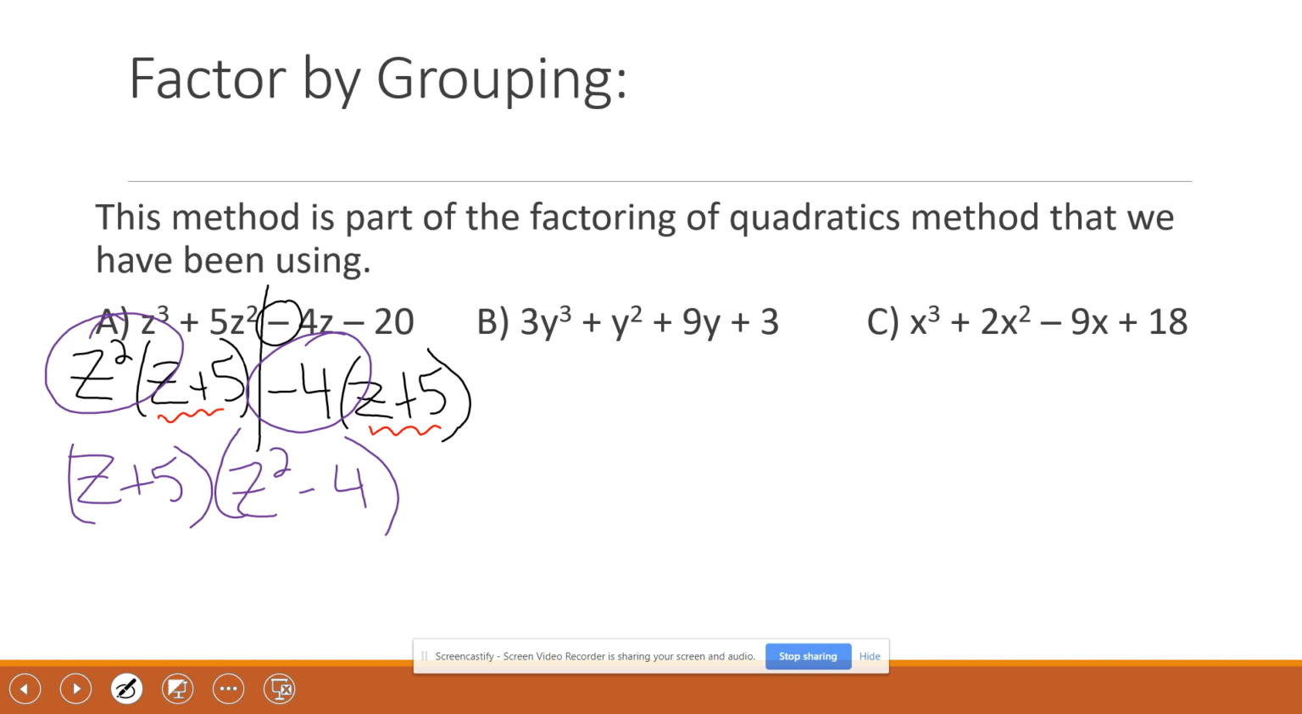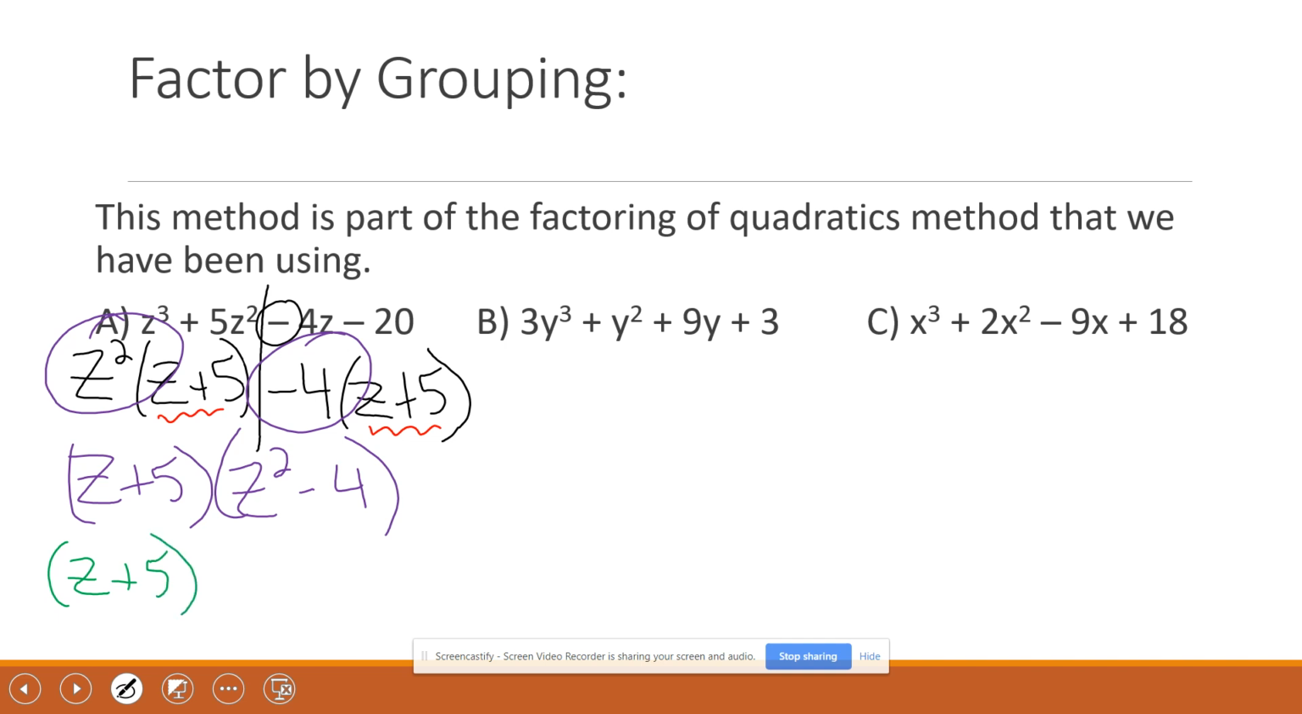But wait, there's more. This extra special factoring by grouping offer says I have more factoring that I can do. Z plus 5 is finished. There's no square still there. I don't have a trinomial. I don't have any common factors. So we're pretty confident we're done with the z plus 5.